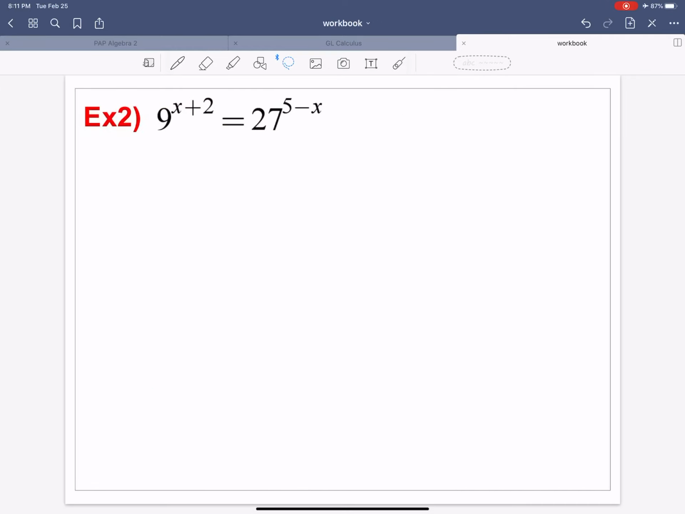Okay, next question. Number 2. 9 to the x plus 2 equals 27 to the 5 minus x. Again, our first goal is to equate these bases, 9 and 27. You're thinking, can I get 27 to break down to be a power of 9? And the answer is no. So when we equate the bases on this one, we're going to actually have to change both of the bases. Both 9 and 27 are powers of 3.